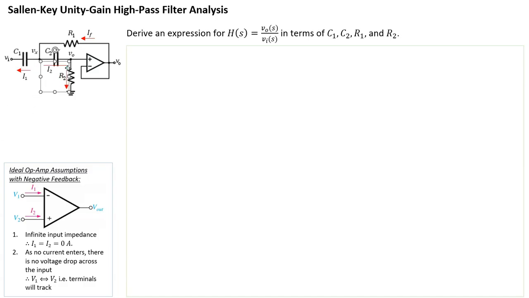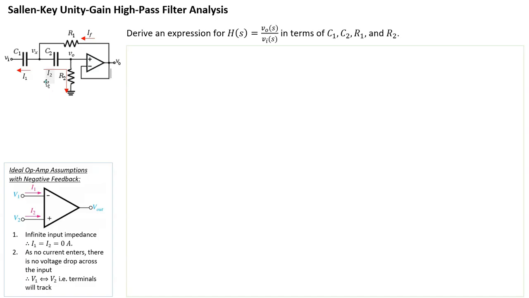Now notice that I2 is labeled in a way that the flow completely bypasses the non-inverting terminal, and that's because of the assumption that we made earlier. There will be no current flowing into the non-inverting terminal. So that means whatever current goes through C2 will also completely go through R2. I'm labeling that current as I2.